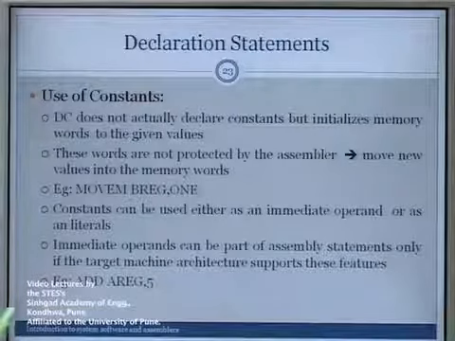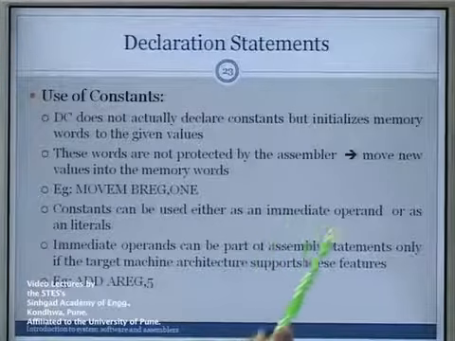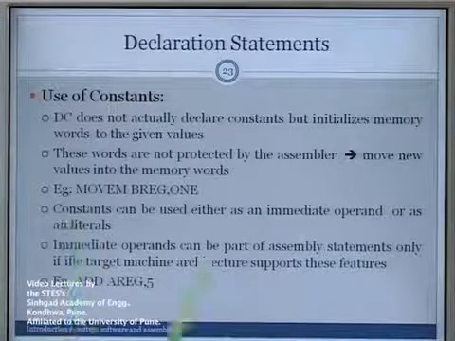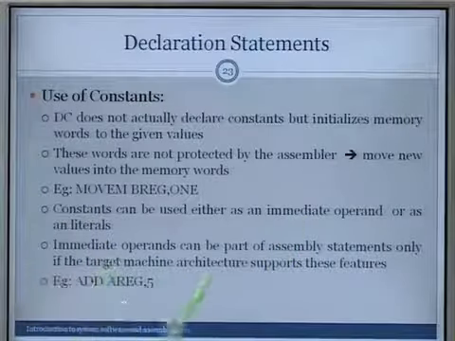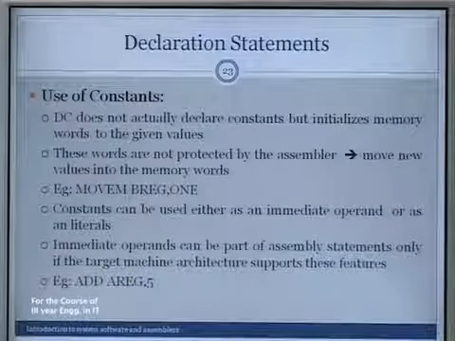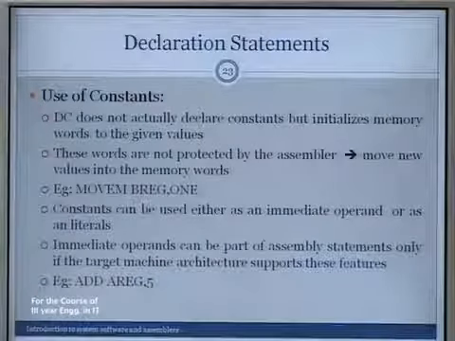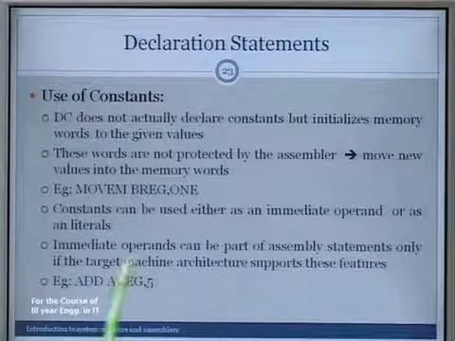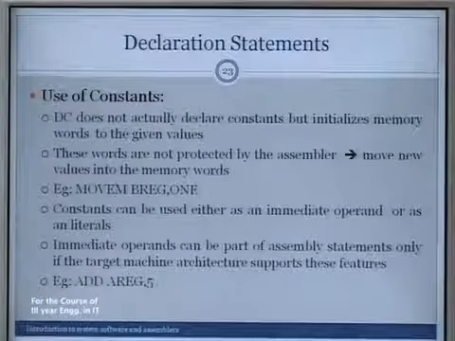Now if you wish to use constants in assembly programs, you can either use an immediate operand or a literal. If it is an immediate operand, the underlying target machine architecture should support that feature. That is, it should have the capability to recognize that an immediate operand happens to be a constant. So this instruction would be converted to an equivalent single machine instruction.